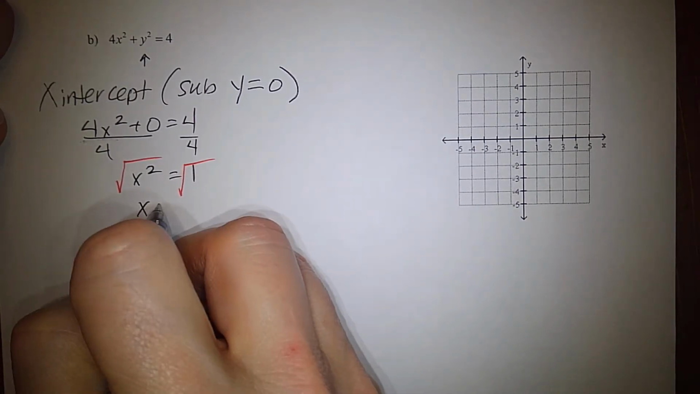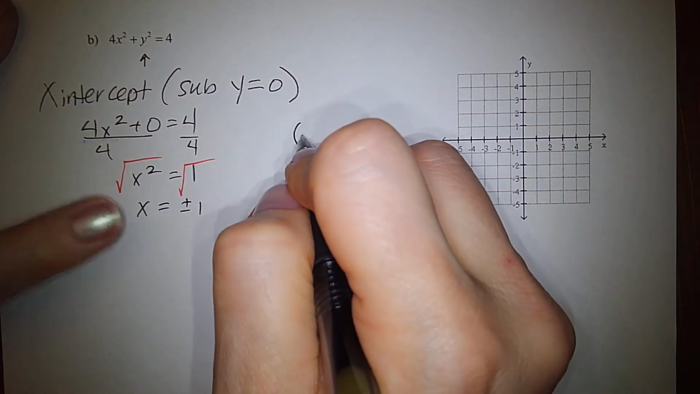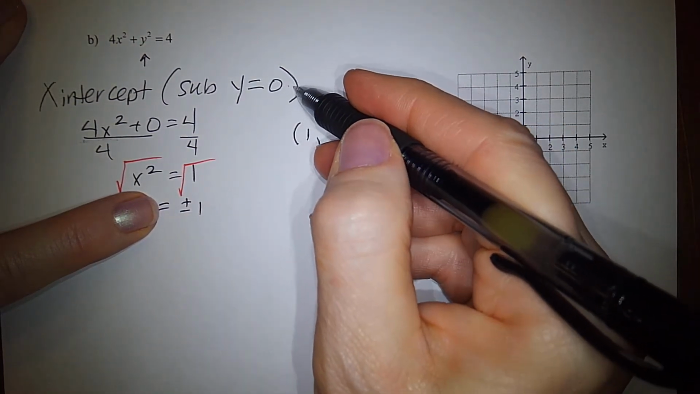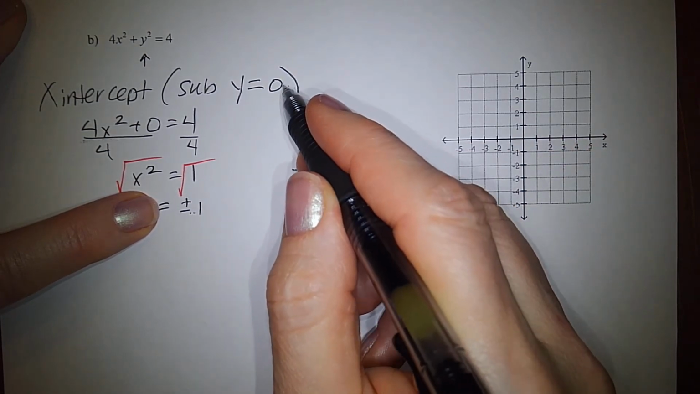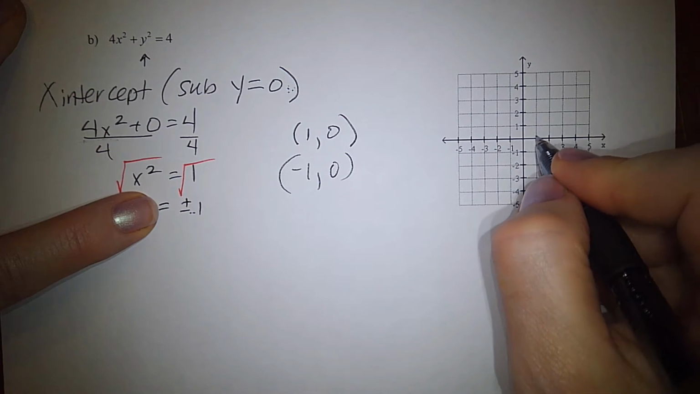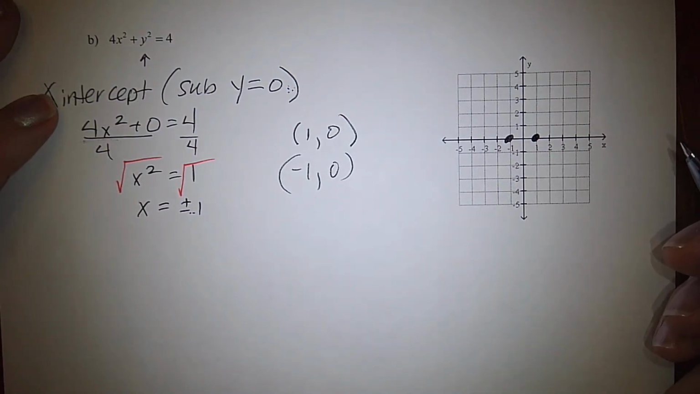So that gives me x is plus or minus 1. So I'm going to have x-intercepts at (1, 0) and at (-1, 0). So I've got (1, 0) and (-1, 0) all on my graph.